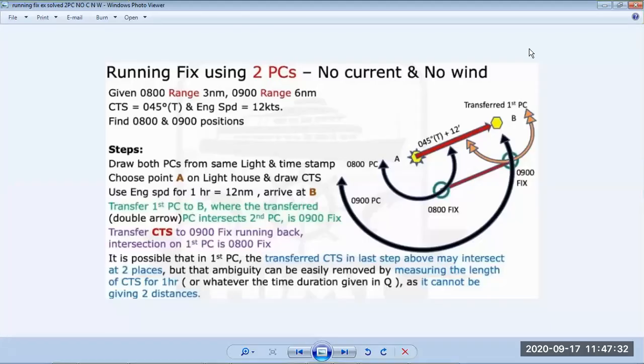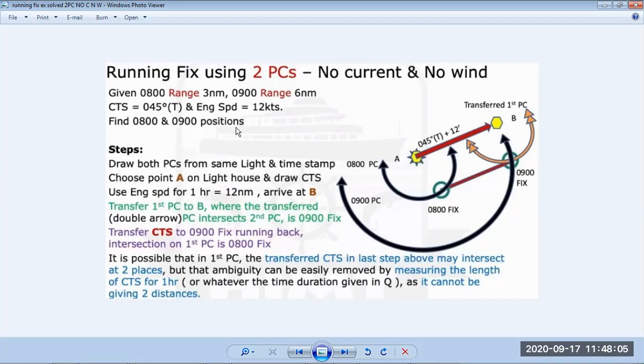Then we start with the two position circles without current and wind, and from the same lighthouse. So we have a lighthouse, which is this, and we have given the first position circle or range at 0800. The range is 3 nautical miles. At 0900, the range is 6 nautical miles. Course to steer is 045 degrees true. Engine speed is 12 knots, and we have to find 0800 and 0900 position.